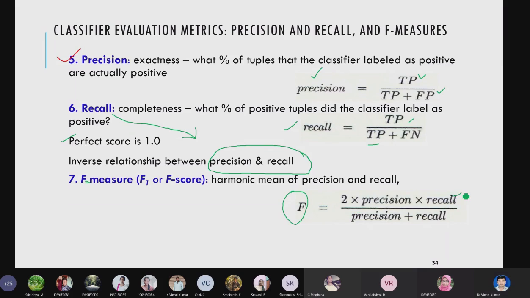Why do we use the F measure? Your data may be imbalanced. In case of imbalance in the data sets, one method like precision or recall alone is not sufficient. So we combine these two methods, precision and recall, and come up with the F measure. If the data is imbalanced, the F measure can consider both evaluations together in a single formula. That's why we use the F measure.